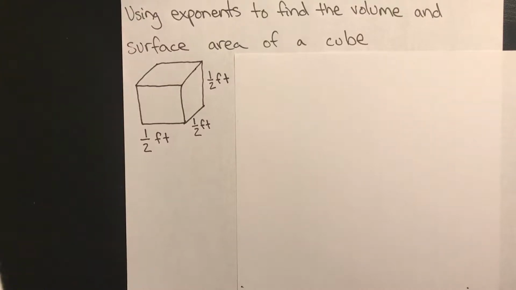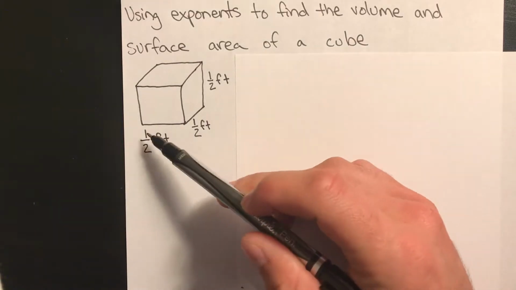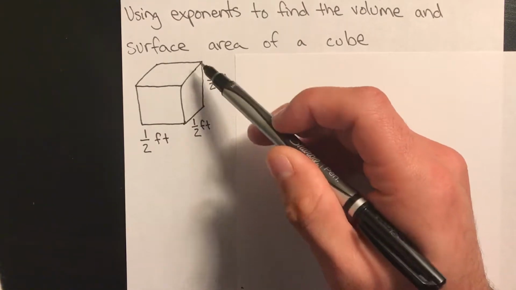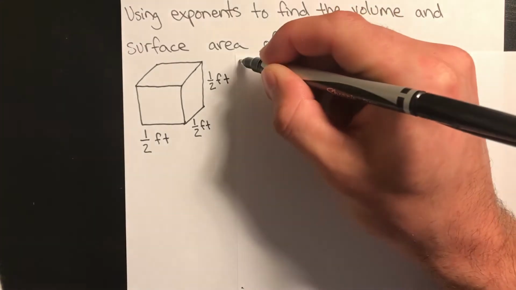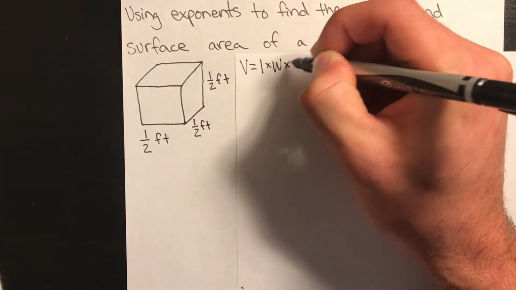Using exponents to find the volume and surface area of a cube. Looking at this cube, we see dimensions of 1/2 of a foot as a length, 1/2 of a foot as a width, and 1/2 of a foot as a height. What formula have we learned that we can use to find the volume of this cube? Volume equals length times width times height.